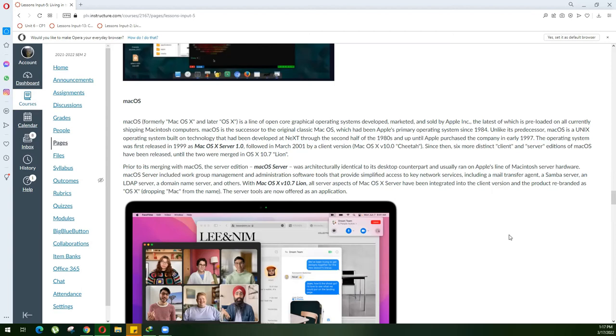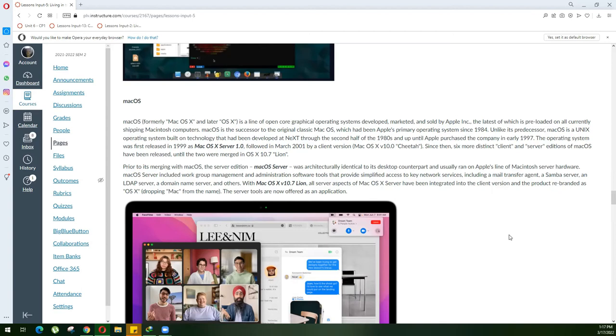The OS was first released in 1999 as Mac OS X Server 1.0, followed in March 2001 by a client version, Mac OS X version 10.0, or Cheetah. Since then, six more distinct client and server editions of Mac OS X have been released until the two merged in OS X 10.7, called Lion. Prior to merging with Mac OS X, the server edition was architecturally identical to its desktop counterpart, and initially ran on Apple's line of Macintosh server hardware.